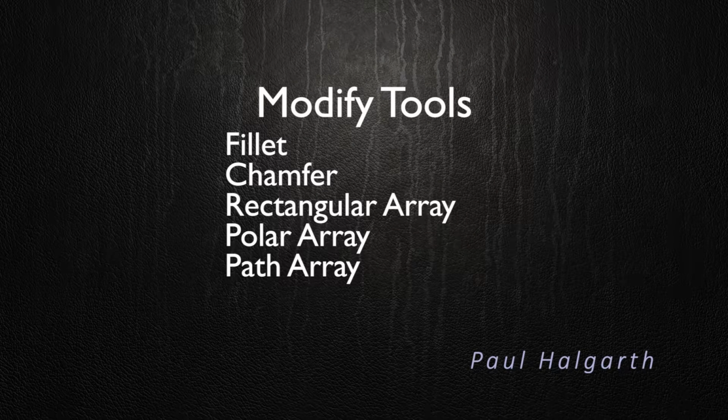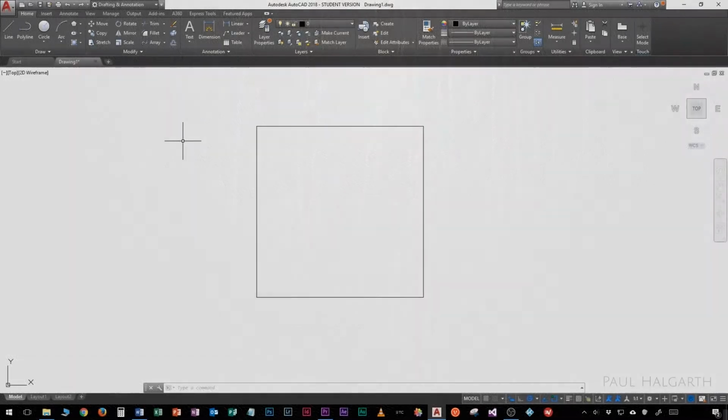In this recorded tutorial, we are going to look at the modify tools Fillet and Chamfer. The Fillet tool will take a square corner and turn it into a rounded corner. The Chamfer tool will take a square corner and put a diagonal across the corner. So let's have a go with the Fillet tool first.